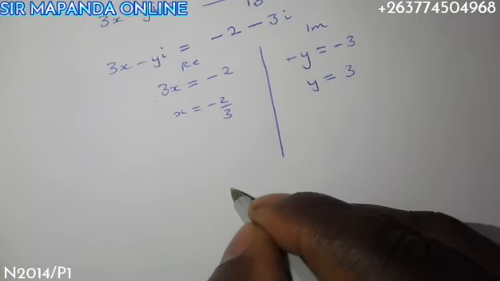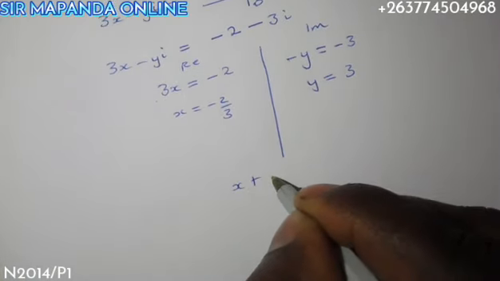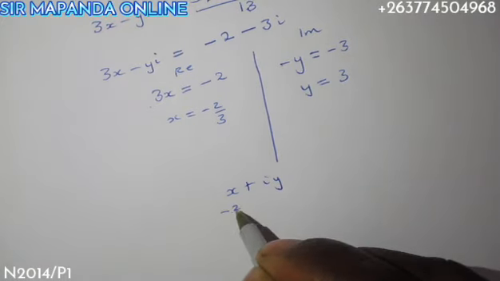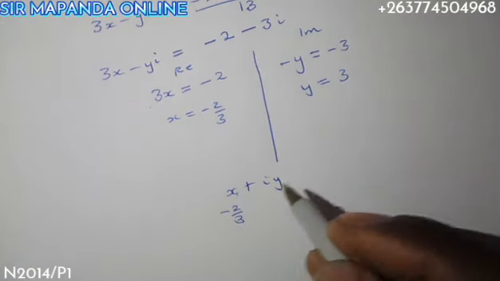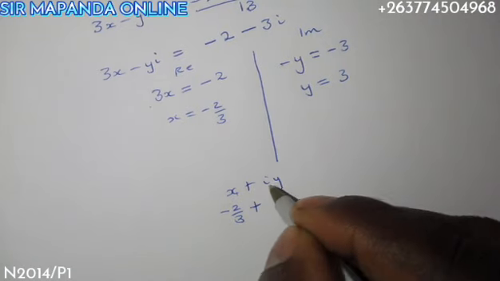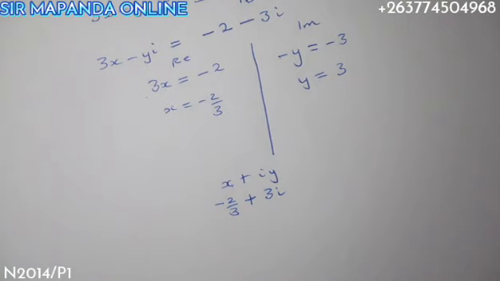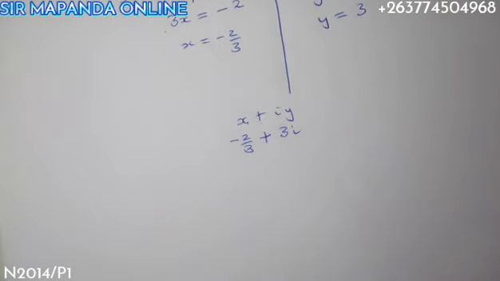Since they want you to give your answer in the form x plus iy, you simply substitute the value of x and the value of y in the form. So I'm going to put minus 2 over 3 for x plus iy, which is as good as 3i, since y is equal to 3. And this is your final answer. You are home and dry. Let us move on to the next part.